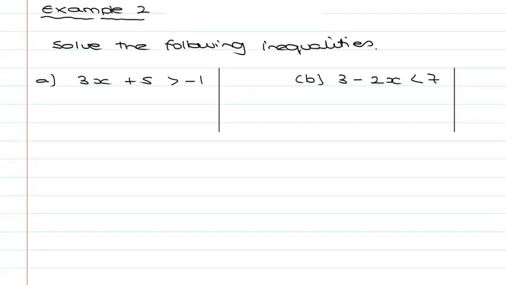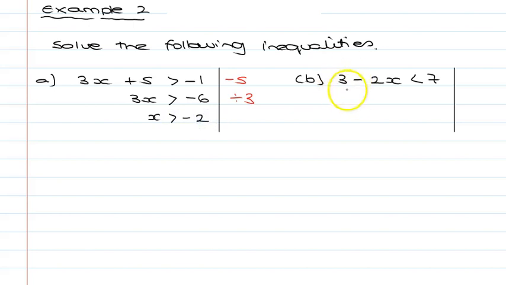Okay, so we're going to solve the following inequalities. 3x plus 5 is greater than negative 1. So the first thing I'm going to do is subtract 5 from both sides. And I'm not multiplying and dividing, I'm just subtracting. So I'm left with 3x on the left is greater than negative 6. Finally, I want to isolate the x, so I'm going to divide by 3. So dividing by 3 leaves me with x is greater than negative 2.